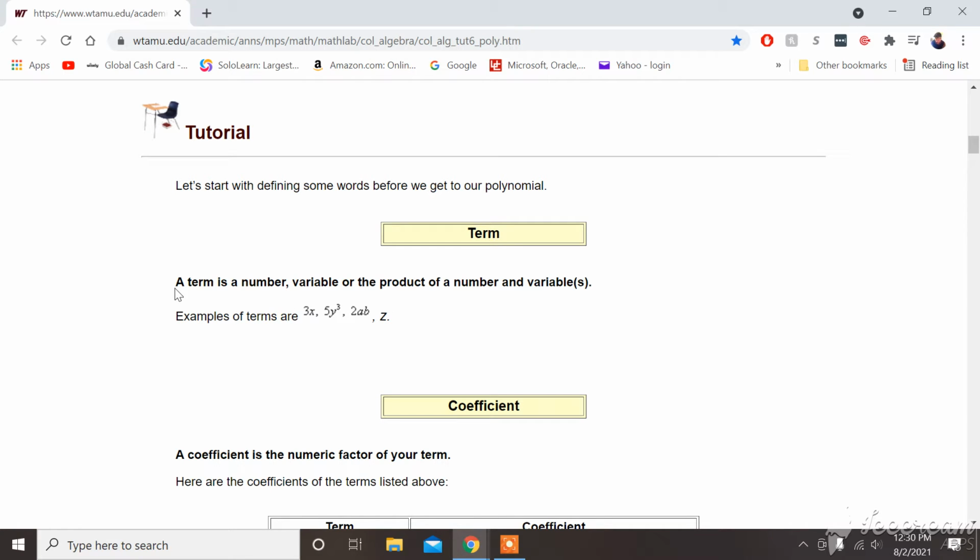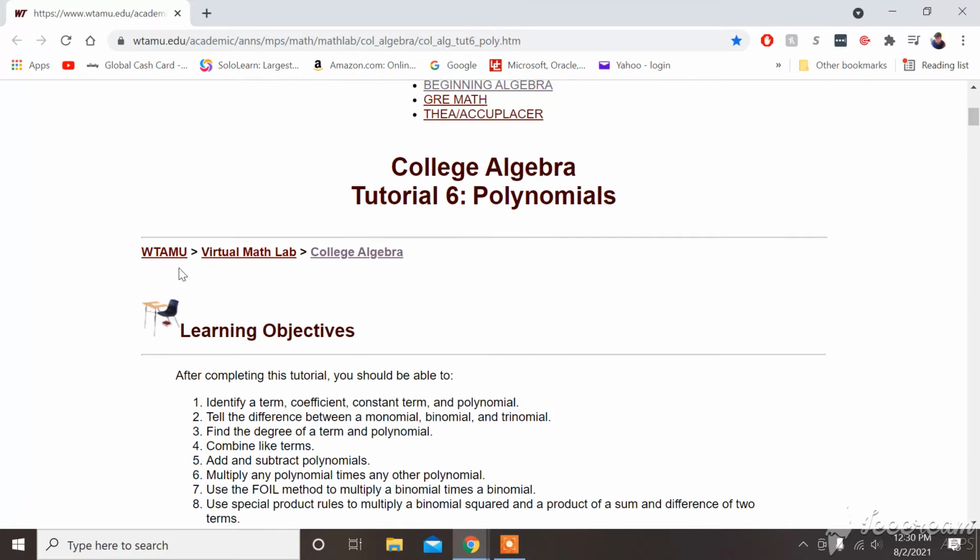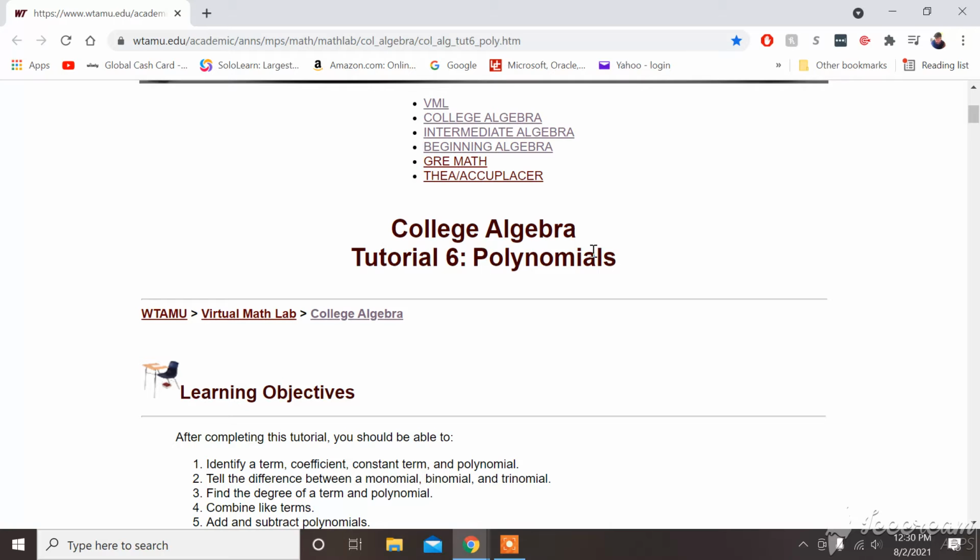Real quick, there's a fan on, so the audio is going to be inconsistent. Some videos you've got to turn the volume up, some videos you've got to turn the volume down. Alright, anyway. Polynomials.